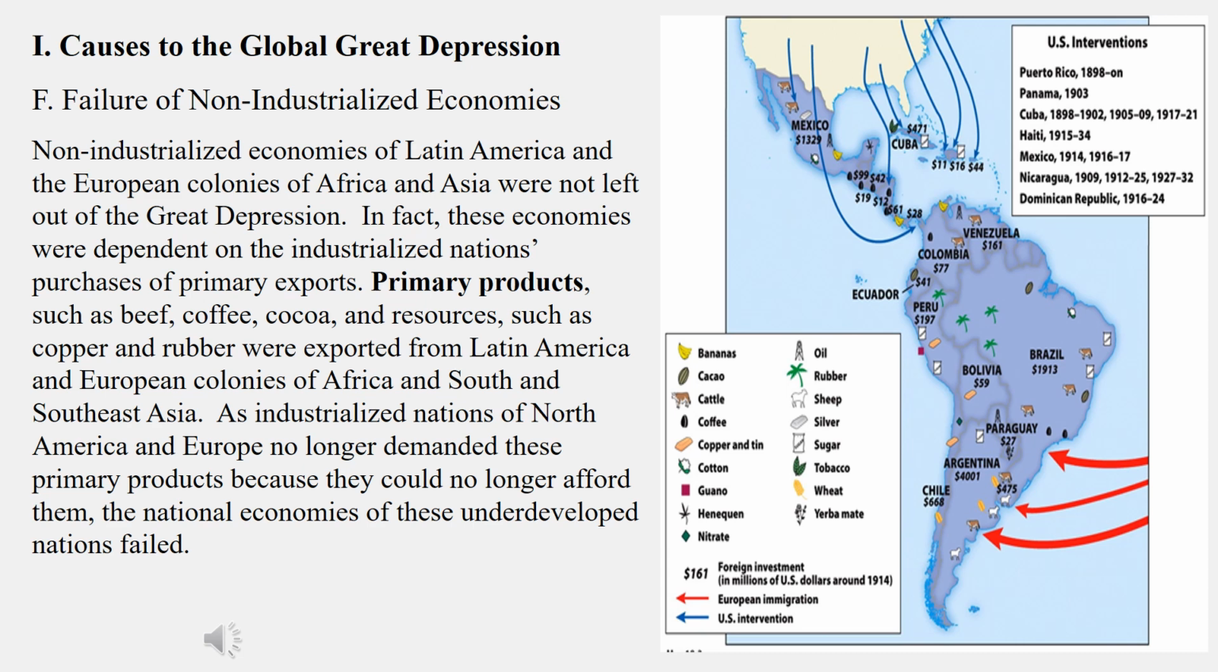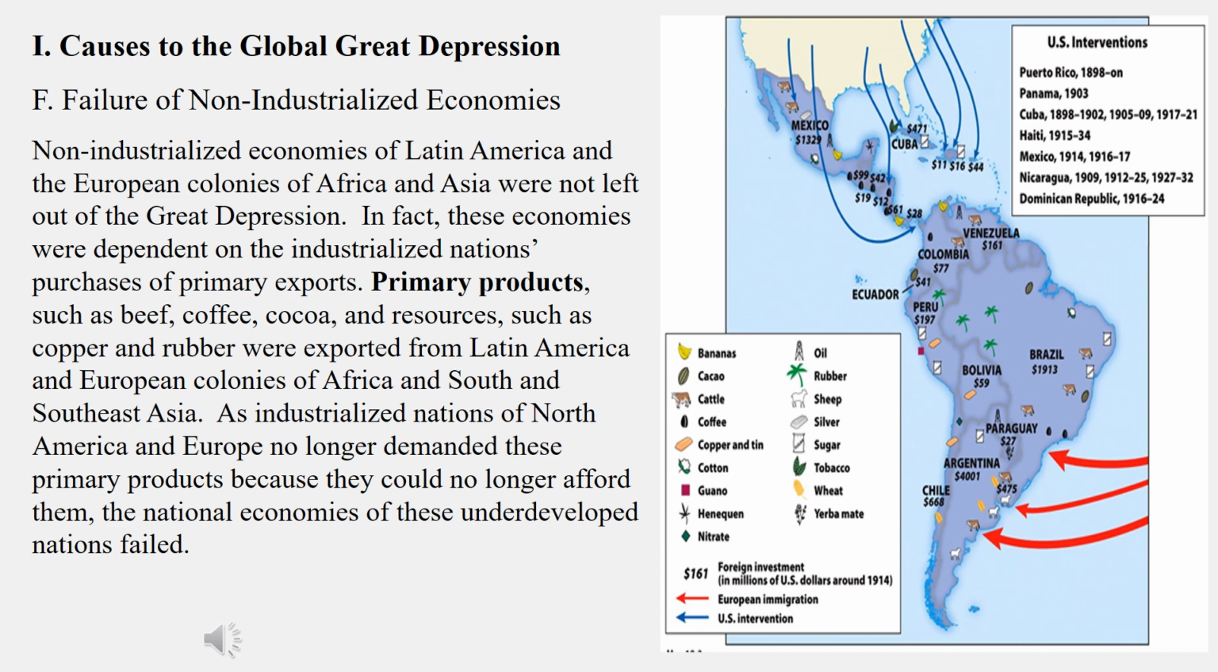This is the final slide that addresses the various potential causes for the global Great Depression. To this point, we've focused on how industrialized nations and their economies were negatively impacted. Few national economies remained out of the reach of the globalizing Great Depression. In fact, even agricultural and industrially underdeveloped economies were also hard hit. This slide focuses on how one of these regions of the underdeveloped world, Latin America, was severely impacted by the global Great Depression.